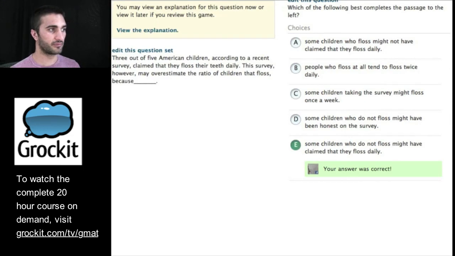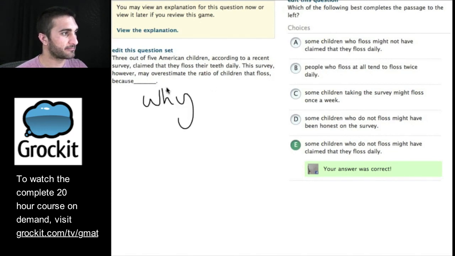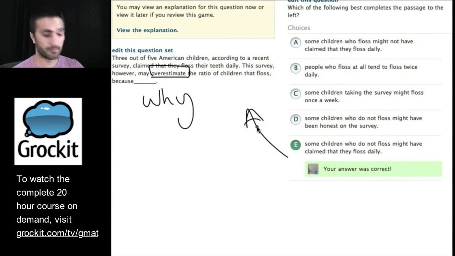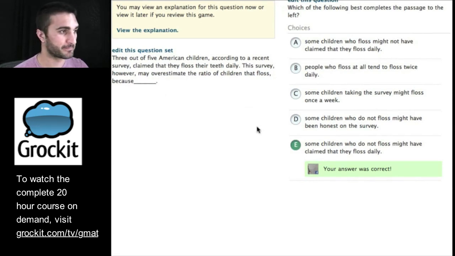Great. So we got our task again from the paragraph. We wanted to know why they're overestimating. And the reason might be that some children who do not floss might have claimed that they floss daily. And that would overestimate. Awesome.